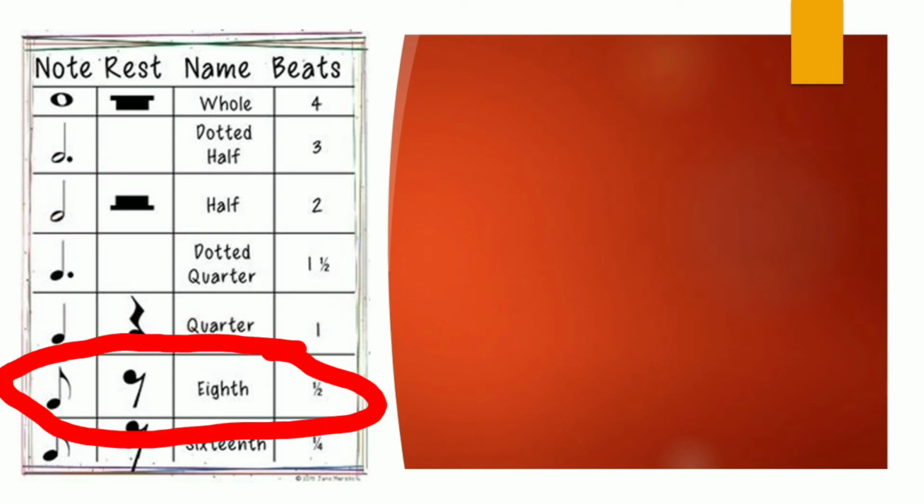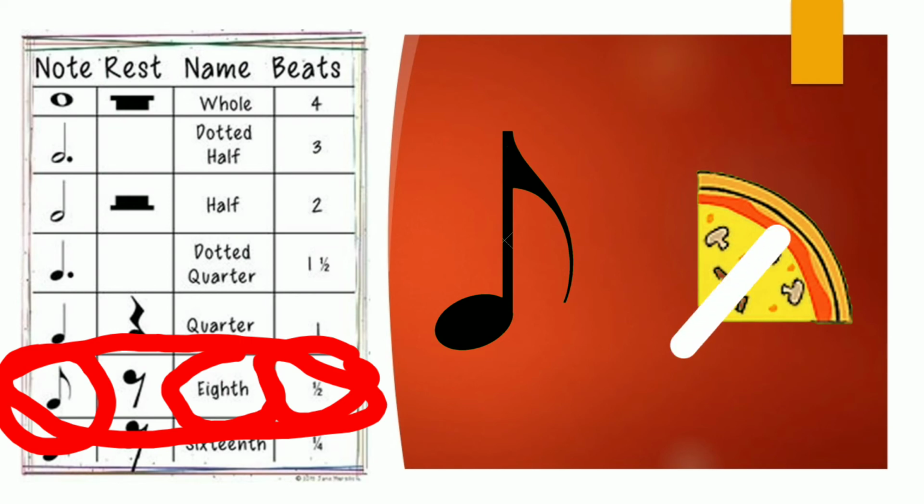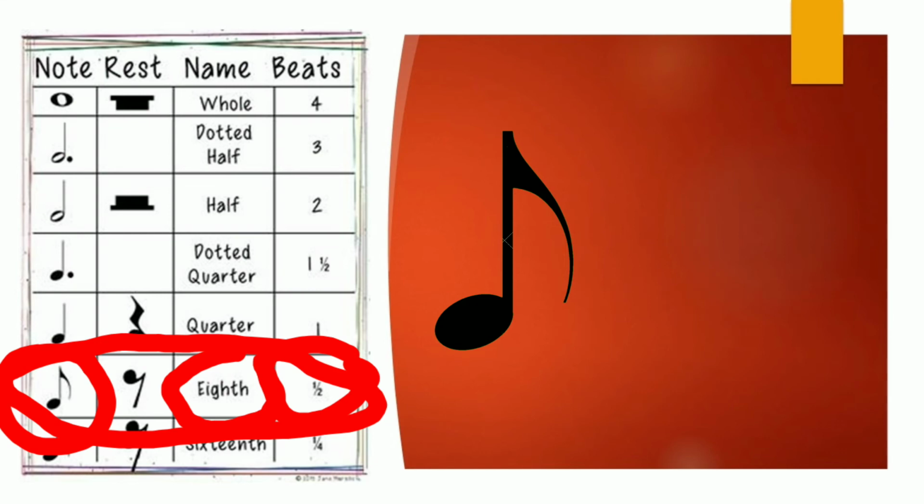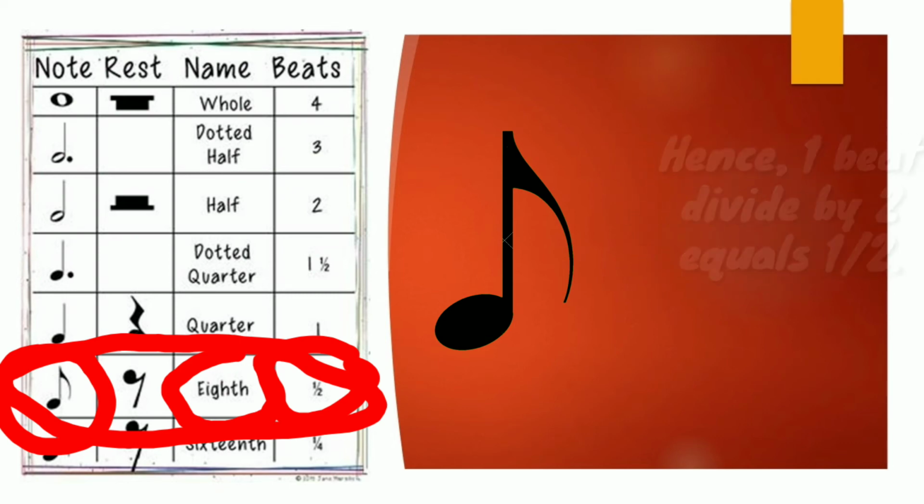Now for our next one, we have this quarter note with a tail attached to it. It's what we call the 8th note, and it receives half beat. So if the quarter slice of pizza, which is equivalent to 1/4 of the whole, if you cut it into 2 equal parts, it will give you 1/8 of the whole, just like the 8th note. Hence, 1 beat divided by 2 equals half.